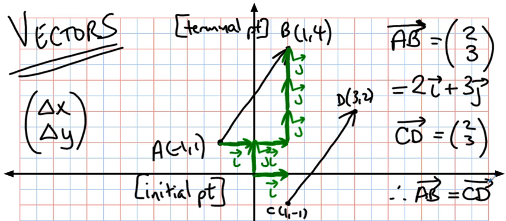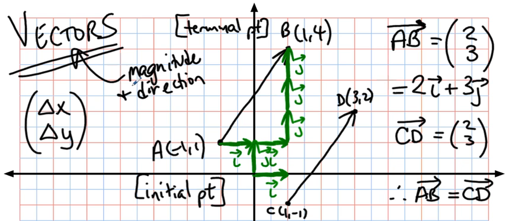We don't say the vectors are congruent. The vectors are in fact equal because the only two things that characterize a vector are magnitude and direction. Clearly, both of these vectors have the same magnitude. The line segments are the same length. And those vectors point in the same direction. So since those two vectors have the same magnitude and point in the same direction, those vectors are equal.